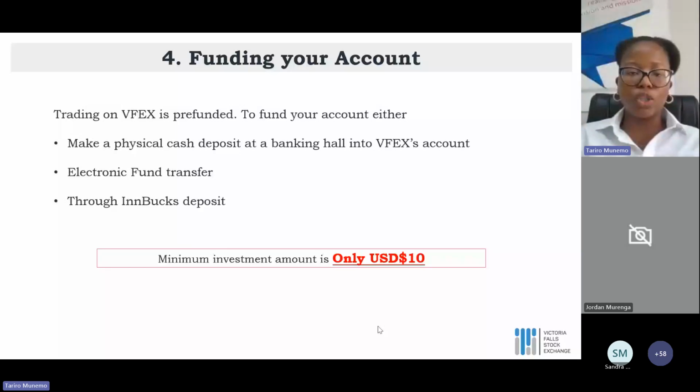So you deposit your $10 plus into our banking account, or you make an electronic funds transfer, to which we require you to also still send us a proof of payment or to upload your proof of payment on our mobile application, which would be VFX Direct. You can also fund your account through Inbox, which is a method that we generated to make trading more convenient and accessible to everyone, everywhere you go or wherever you are.